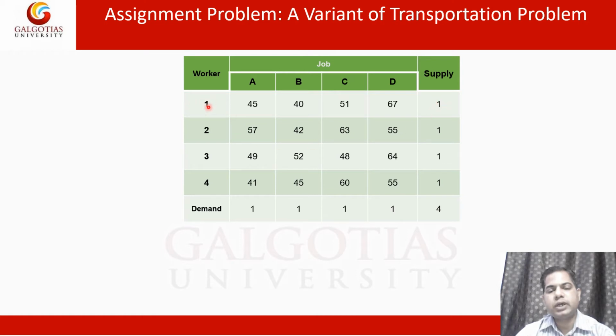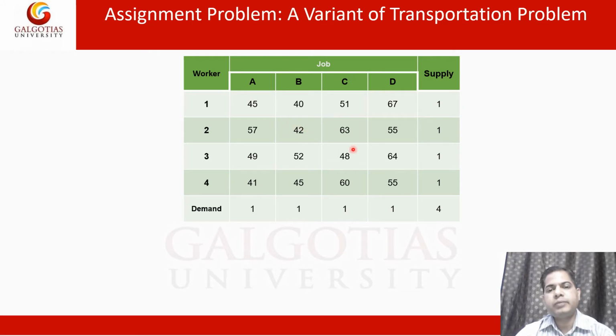That means this worker can be supplied to one job only. So the supply of worker 1 is one, the supply of worker 2 is one, the supply of worker 3 is one, and the supply of worker 4 is one. So this structure is the cost and the supply and demand.